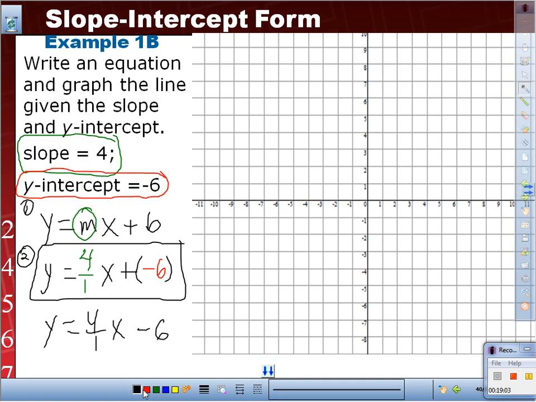Now let's graph it. Because the first part was to write it. Now we're going to graph it. Let's see. Where do we start? At our y-intercept, which is -6. So look for it on the y-axis. -6 is down here. Plot your point.